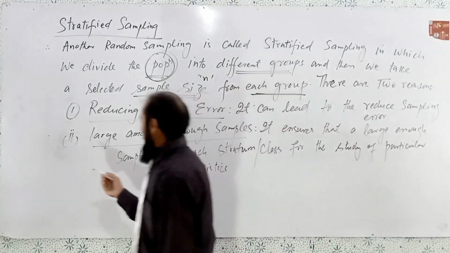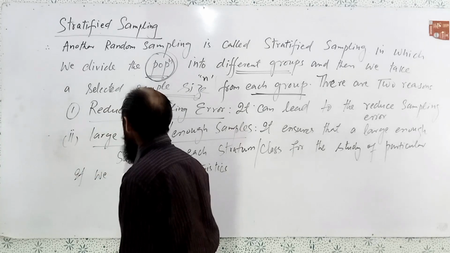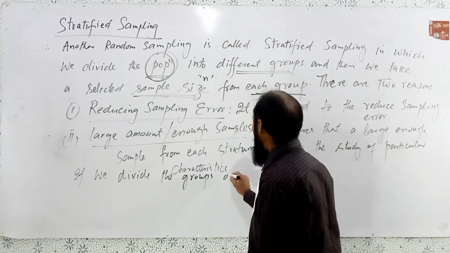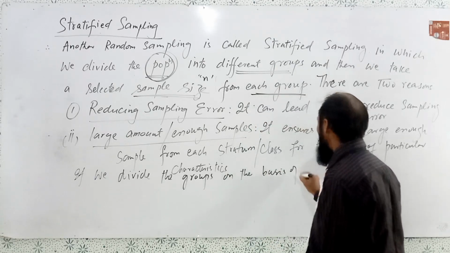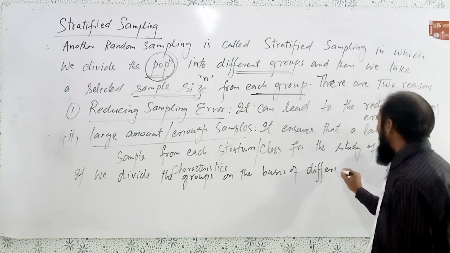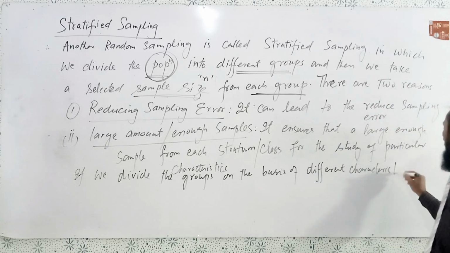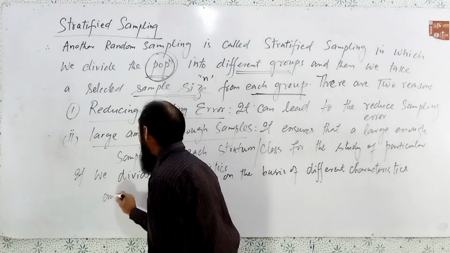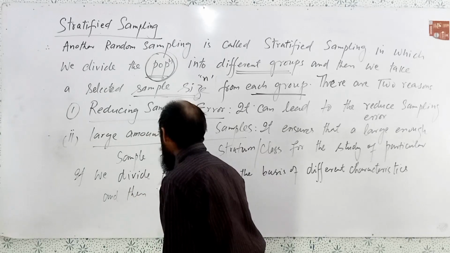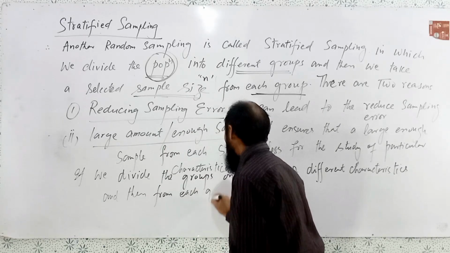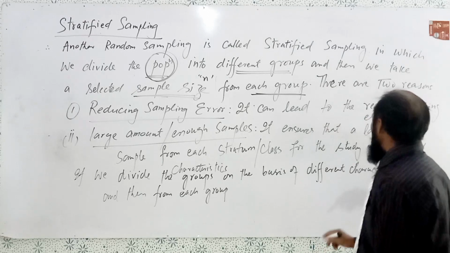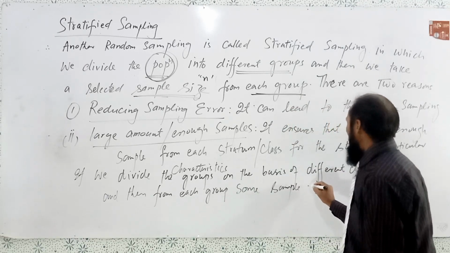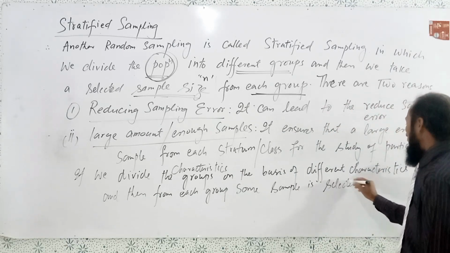Further explanation: if we divide the groups on the basis of different characteristics, and then from each group some sample is selected, it is called stratified sampling.